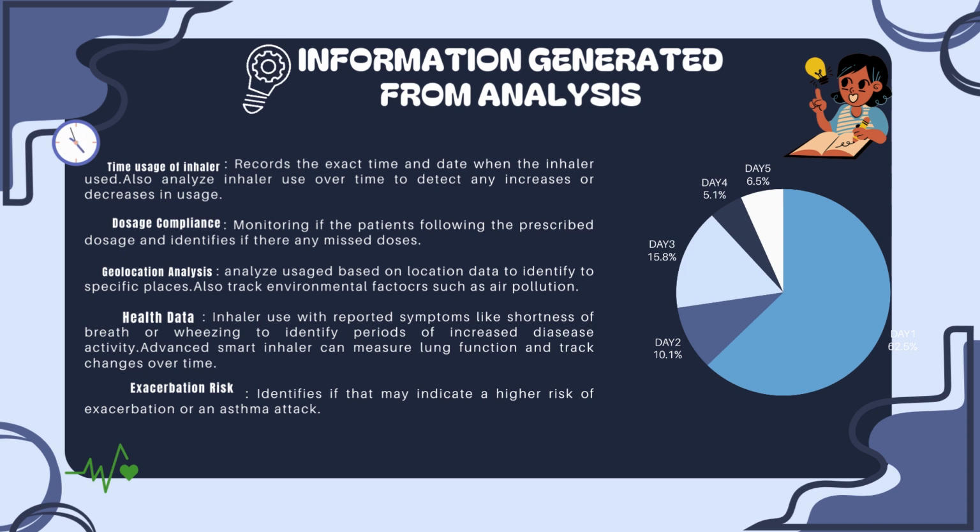Fourth is health data. Inhaler use is compared with reported symptoms like shortness of breath or wheezing to identify periods of increased disease activity. Also, an advanced smart inhaler can measure lung function and track change over time. Lastly is exacerbation rates. It identifies patterns that may indicate a higher risk of exacerbation or an asthma attack.